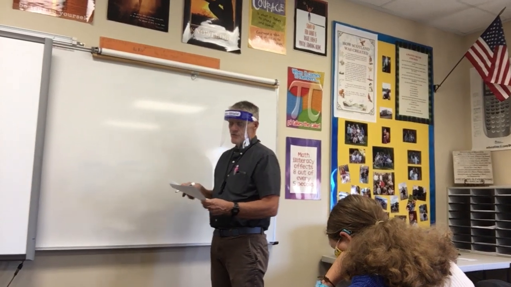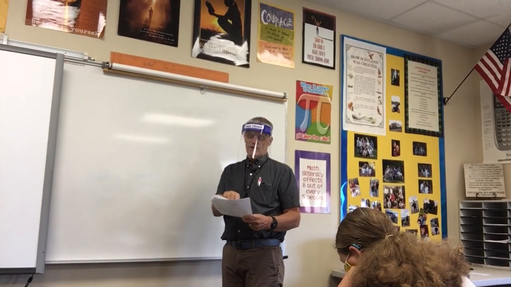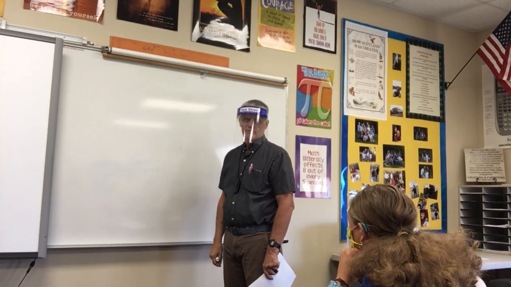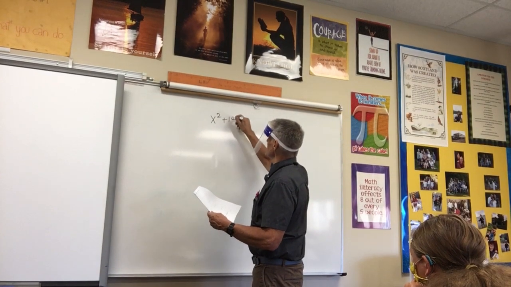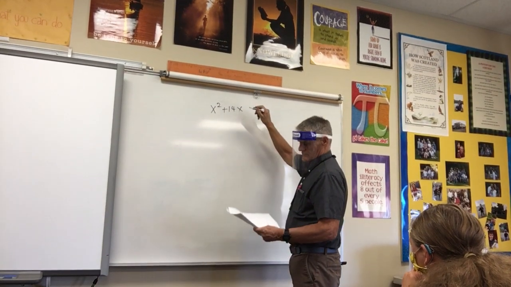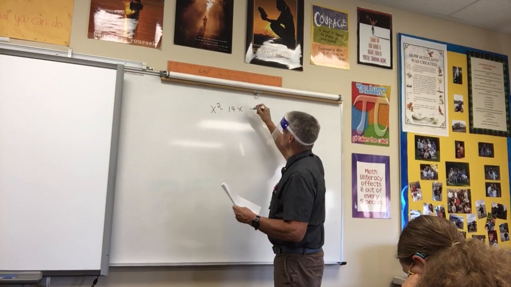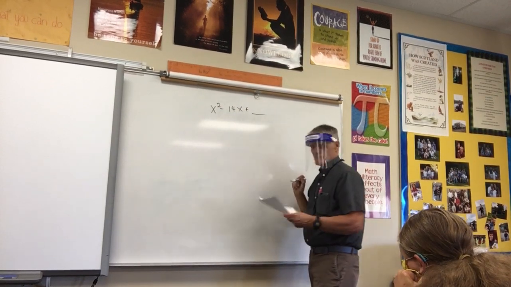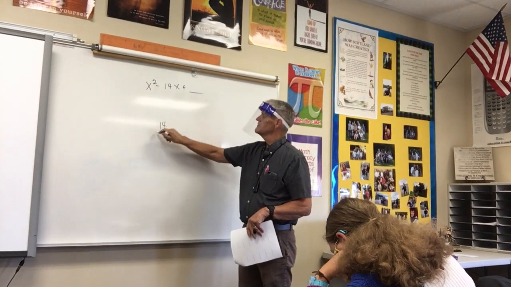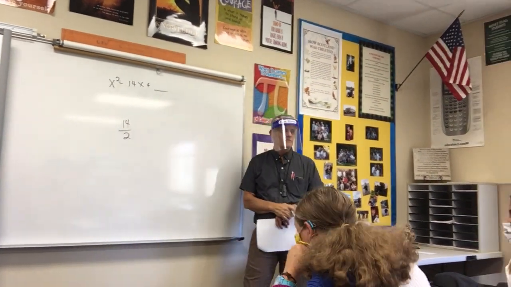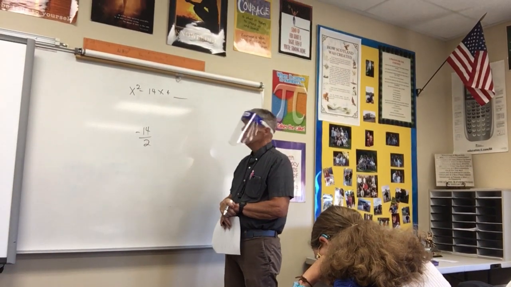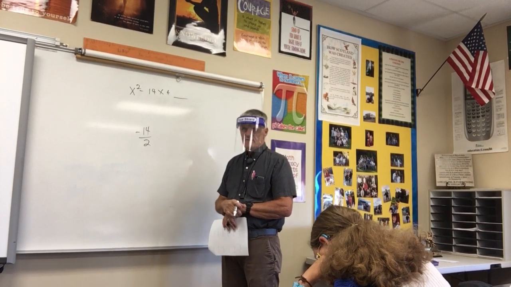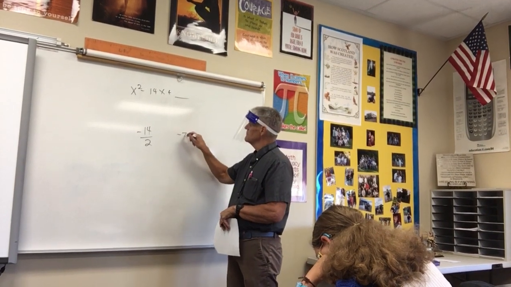Okay, let's go to number 11. This time you're going to find the value that completes the square and then rewrite it as a perfect square. On number 11, I have x squared plus 14x plus something. So I'll go 14 divided by 2. Yes, it's always 2. Is it negative 14 divided by 2? 14 divided by 2 is 7, and I square that.